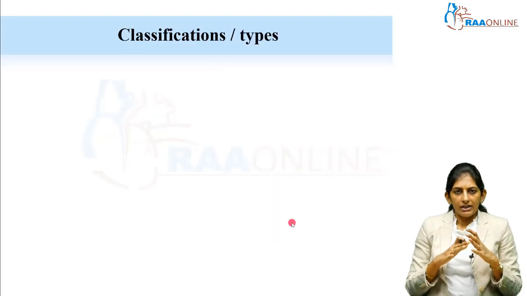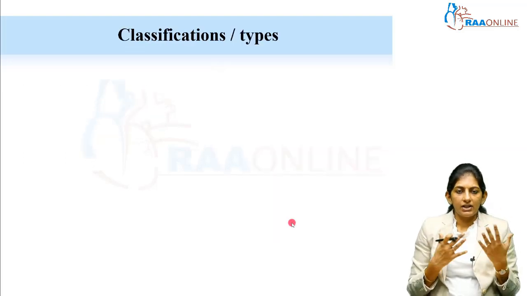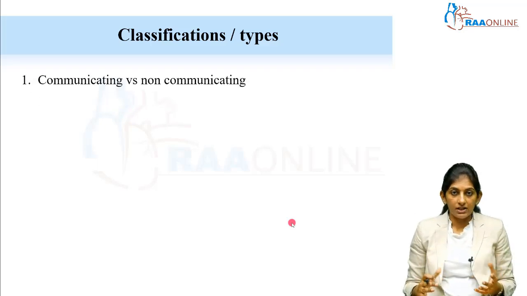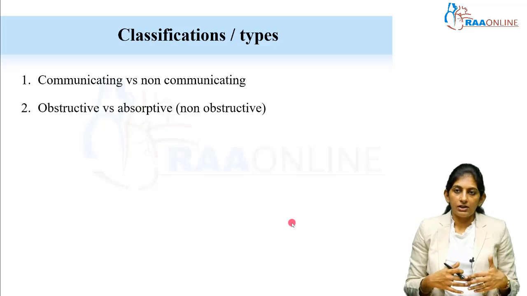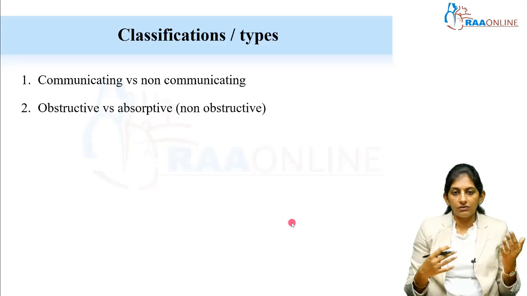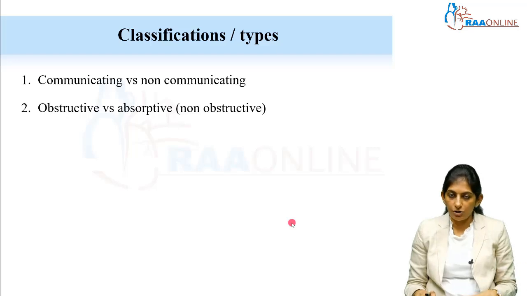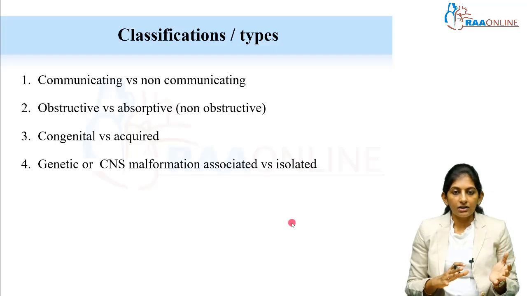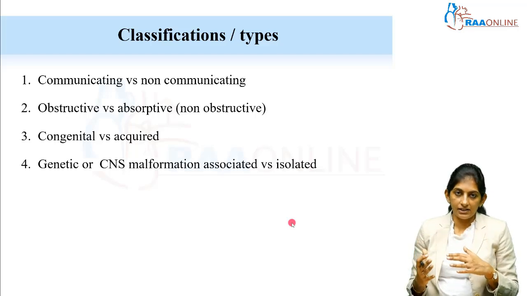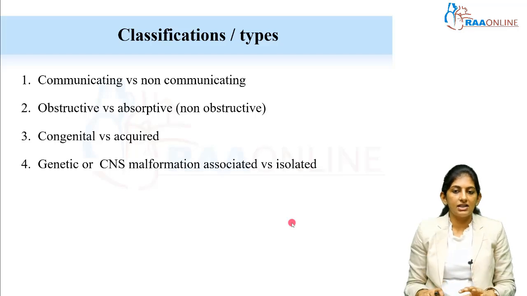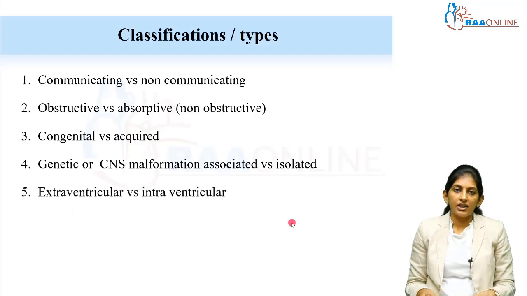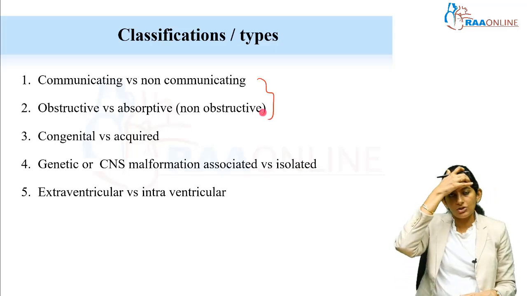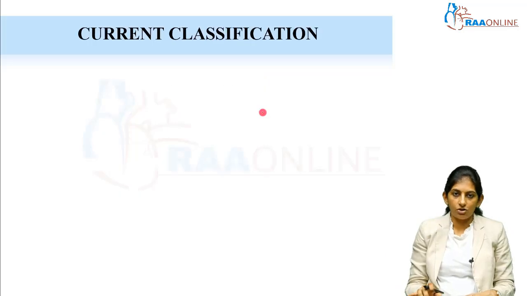Okay. So there are many different classifications of hydrocephalus. Around 4 to 5 classifications are there. Communicating and non-communicating is what we commonly talk about, or we can even say obstructive or non-obstructive, or obstructive versus absorptive. Congenital versus acquired is another classification. Genetic or malformation associated versus isolated, that is, you cannot identify any genetic or CNS malformation. And the last classification is either extraventricular or intraventricular. Most often we will be referring to either communicating or non-communicating, or obstructive versus non-obstructive, isn't it?